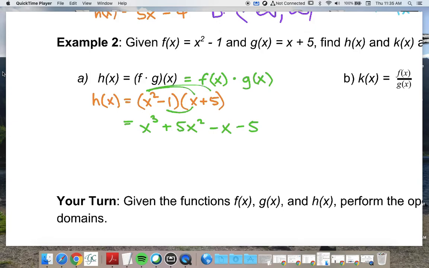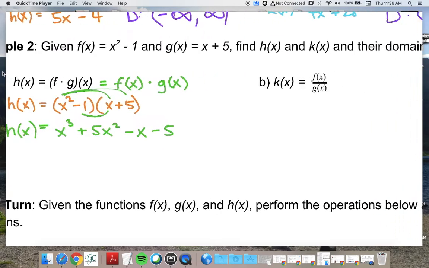And then we would go back and combine any like terms if we could, but each of these terms has a different exponent on it, so none of them are like terms, so we have simplified as much as possible. So that means h of x is equal to x cubed plus 5x squared minus x minus 5. All right, moving on to part B.